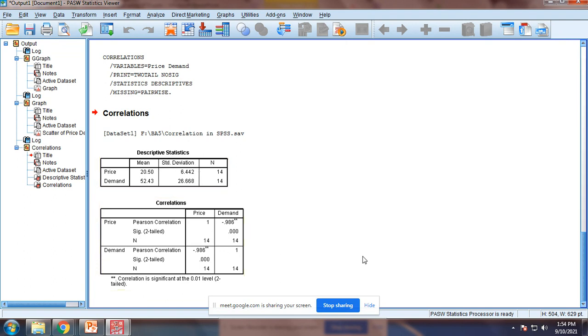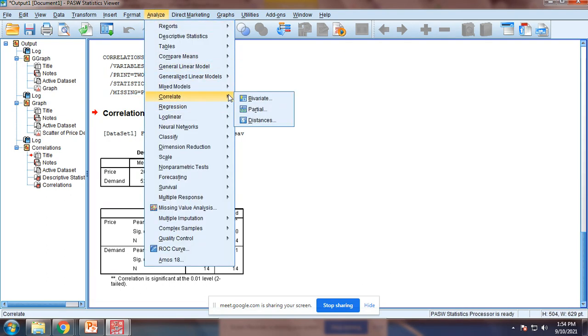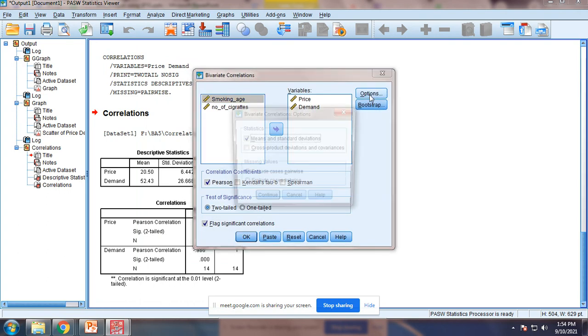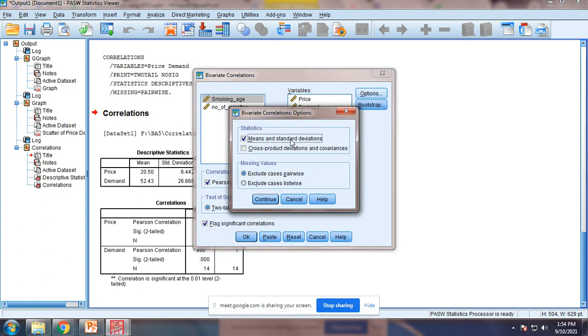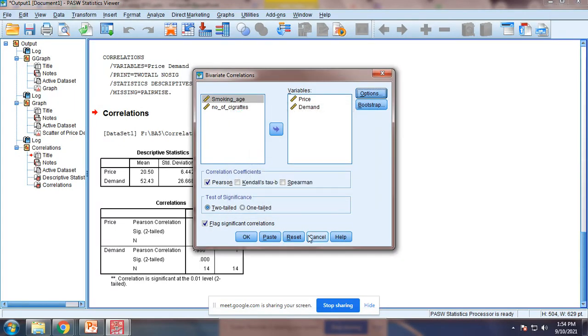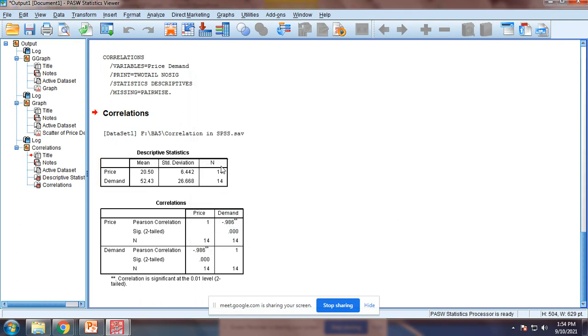You should get two tables now. Options, mean and standard deviation. Mean and standard deviation is optional. If you want to know the mean and the standard deviation for price and demand, you can select this, or otherwise you can leave it unchecked. You don't have to check this. If you don't check that, you will not get this descriptive statistics box. Otherwise, you will have two boxes coming up in your output.